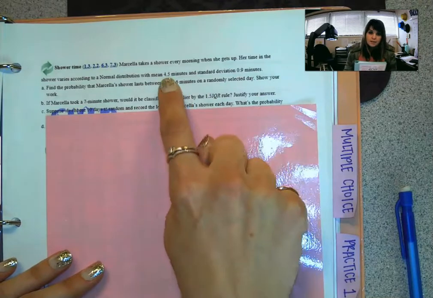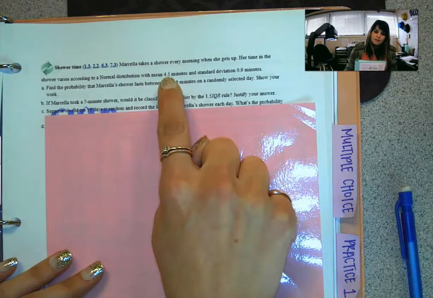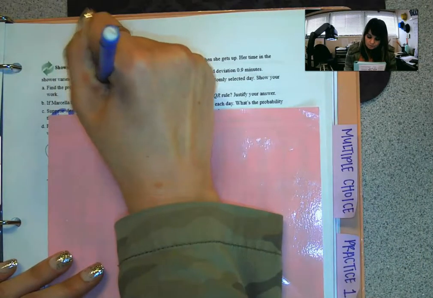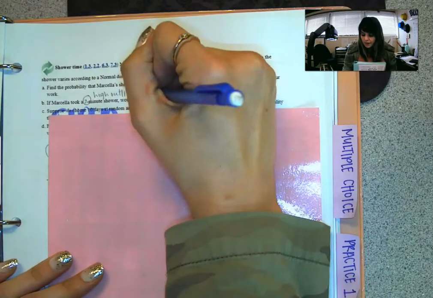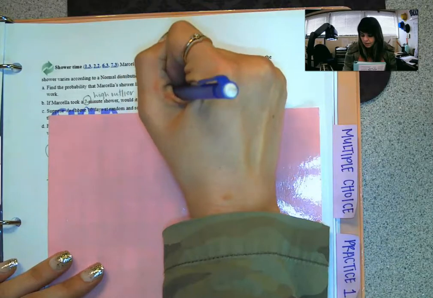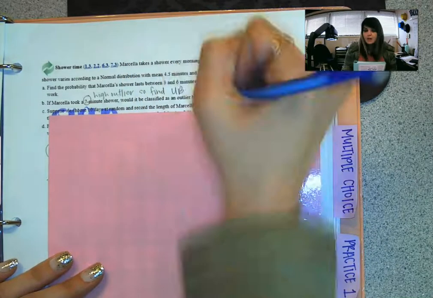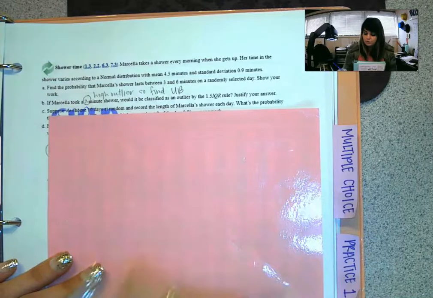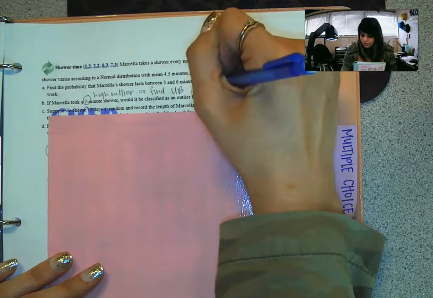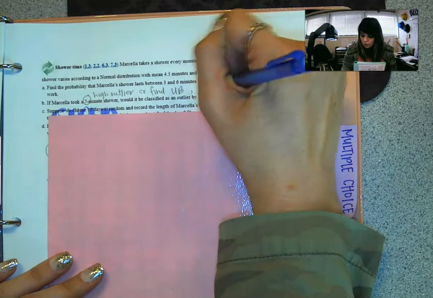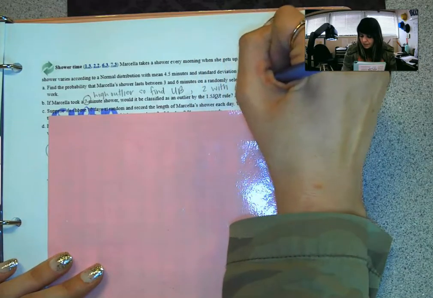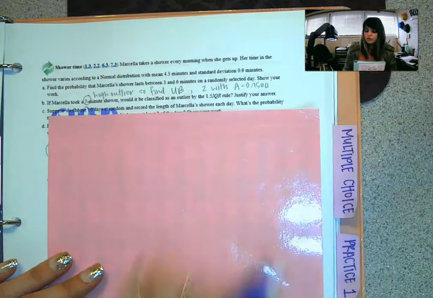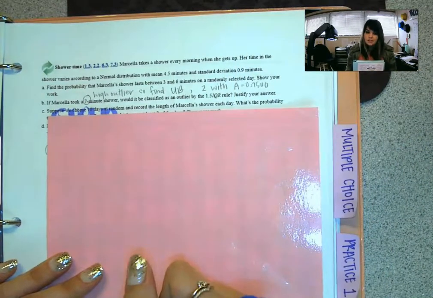So if her mean is 4.5, this would be a high outlier. So you need to find the upper bound. How will you find the upper bound? You need to find the z with a of 75% to the left, because that's the third quartile.